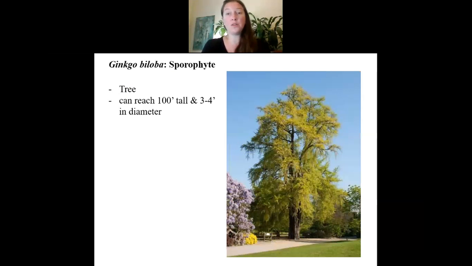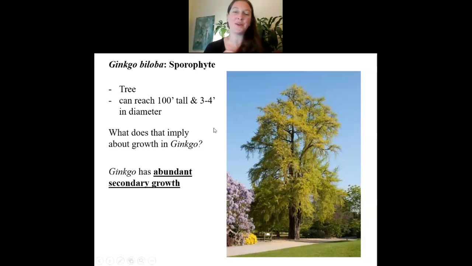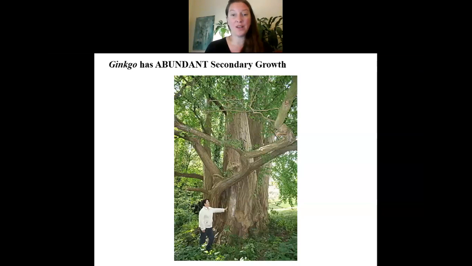A tree can get really tall, up to 100 feet tall and up to about 3 to 4 feet wide. So if it can get that tall, but more importantly, that wide, what does that tell us about growth in ginkgo, right? If it can get super wide and super tall, what does that tell us about growth? Hint, it also has bark and stuff. So it has abundant secondary growth. Look, that's a ginkgo tree. So wide. So abundant secondary growth in ginkgo.